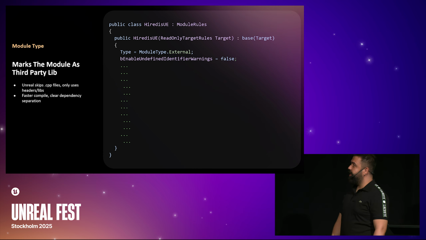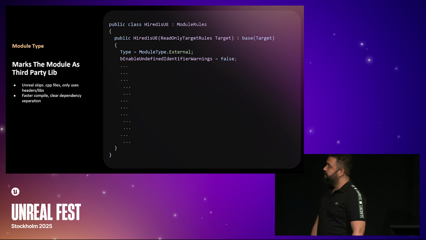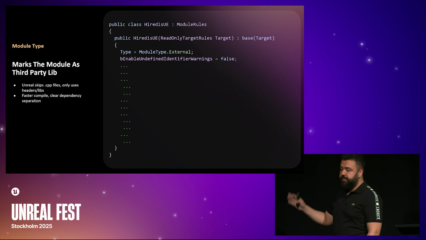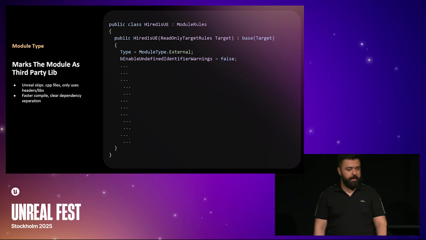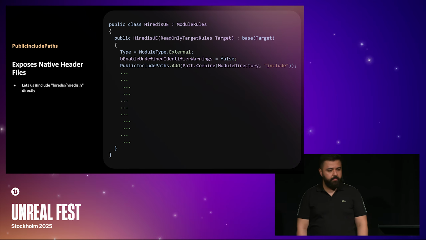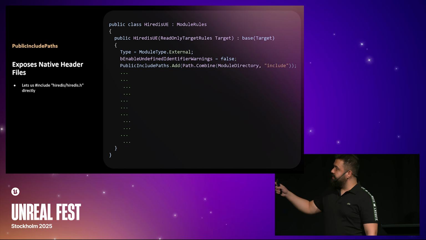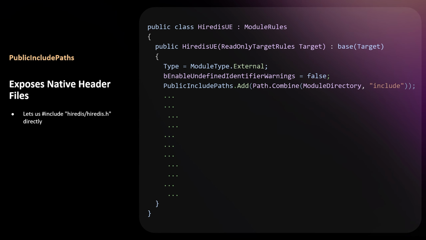You see, this is really a basic Build.cs file here. First thing I want to mention is marking the module type as external. This will tell Unreal that the module only includes third-party things like the headers and a bunch of stuff. So Unreal will skip compiling them and your compilation speed will be increased. And then we have public include paths. This allows you to include shorter paths actually. Without this one, you would have to include the full path of the file where the file is located.